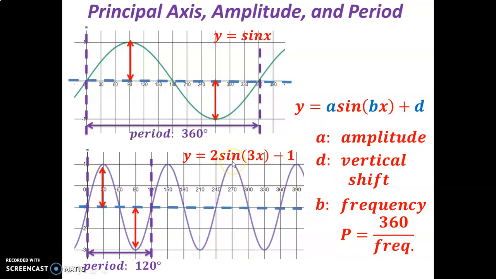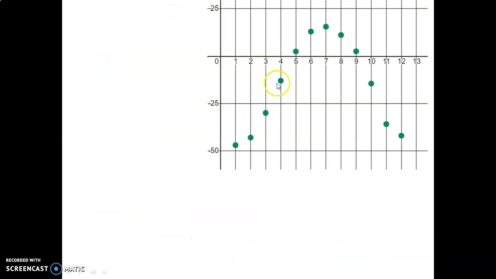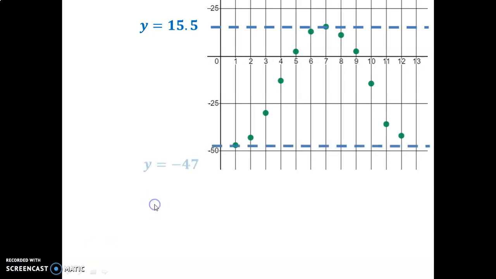Okay, great. Now that we've reminded ourselves of those properties, we can look at the data that Maria collected for this town in Siberia, Russia. So first, let's begin as we always do. Let's look at where the max is, and we know that's 15.5 because from our data that was the highest summer temperature. Okay, what about the lower line? If you remember, the lowest winter temperature was -47 in January, so we put that line there.